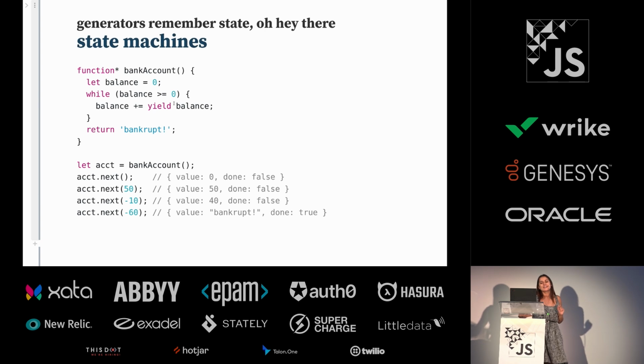Anyway, so what I have is a little loop that is just checking to make sure that my balance doesn't drop below 0. And as long as my balance isn't below 0, it's going to take in transactions, as it were, the values I pass into the next method, and it's going to add or subtract those from my balance.